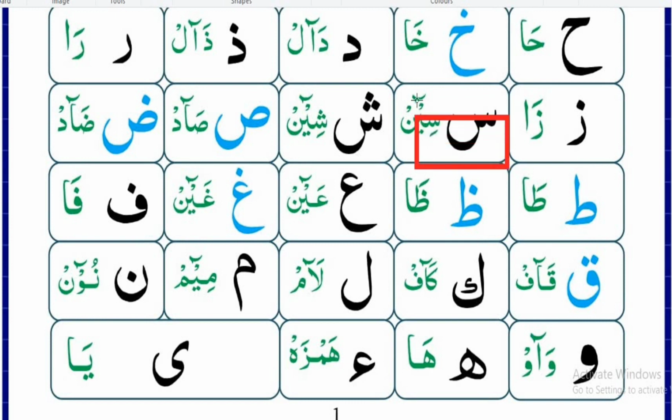So: seen, sheen, swad, dod, ta, za, ayn, ghain, fa, qaf, kaf, lam, meem, noon, waw, ha, hamza, ya. So these are the 29 Arabic alphabets.